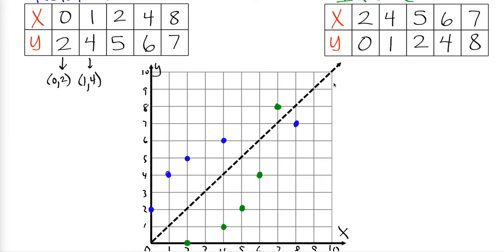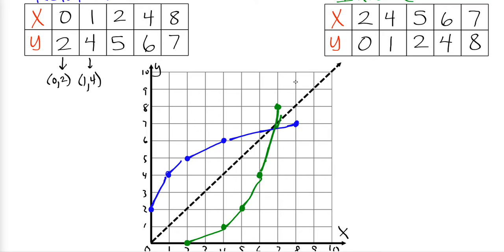So if I draw a 45-degree angle, inverse graphs are mirror images around that 45-degree angle. So maybe if I connect the points, that'll make it easier to see. The blue information and the green information are mirror images around the 45-degree angle.